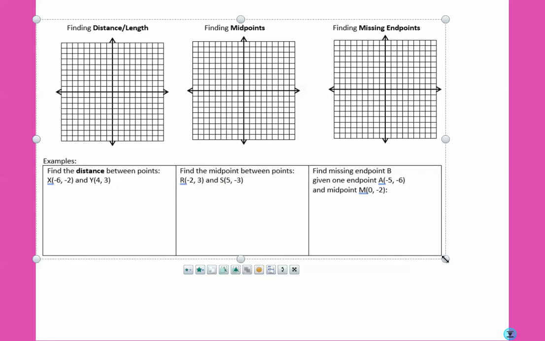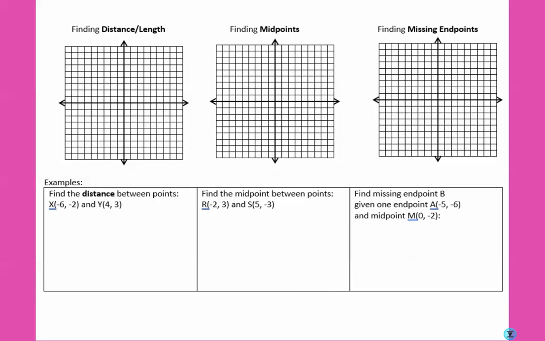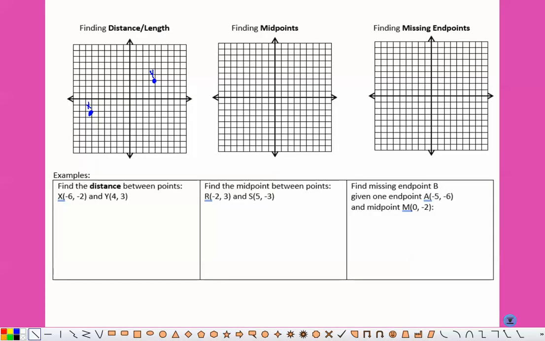Let me make this a little bit bigger. All right. So, find the distance between 2 points. Distance and length mean the same thing. So let's plot our points and see what we're looking at. So, -6, -2 is our x, and 4, 3 is point y. So we want to know the distance between them. Now, because this is a diagonal line, we can't just count the boxes.